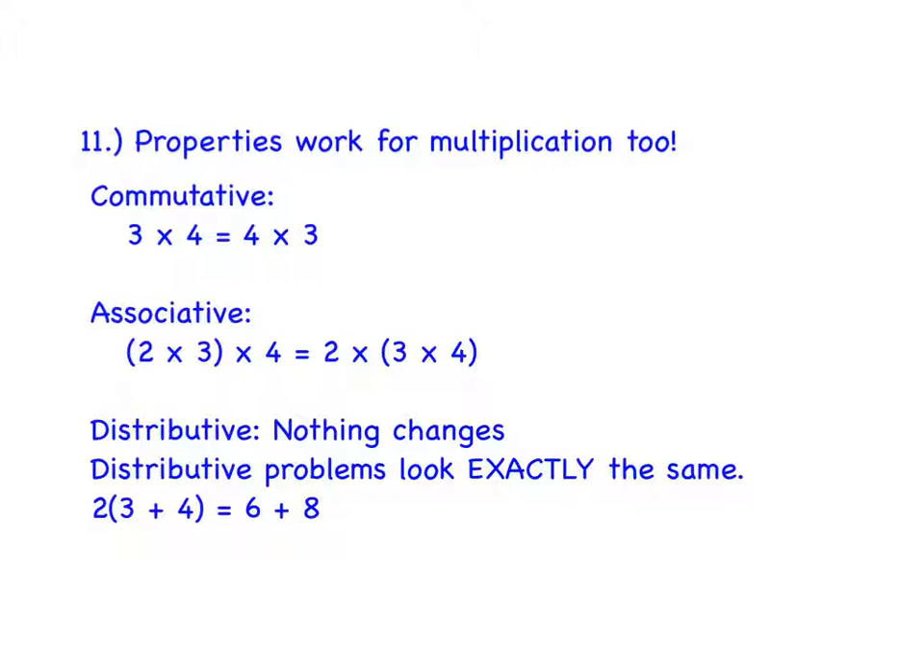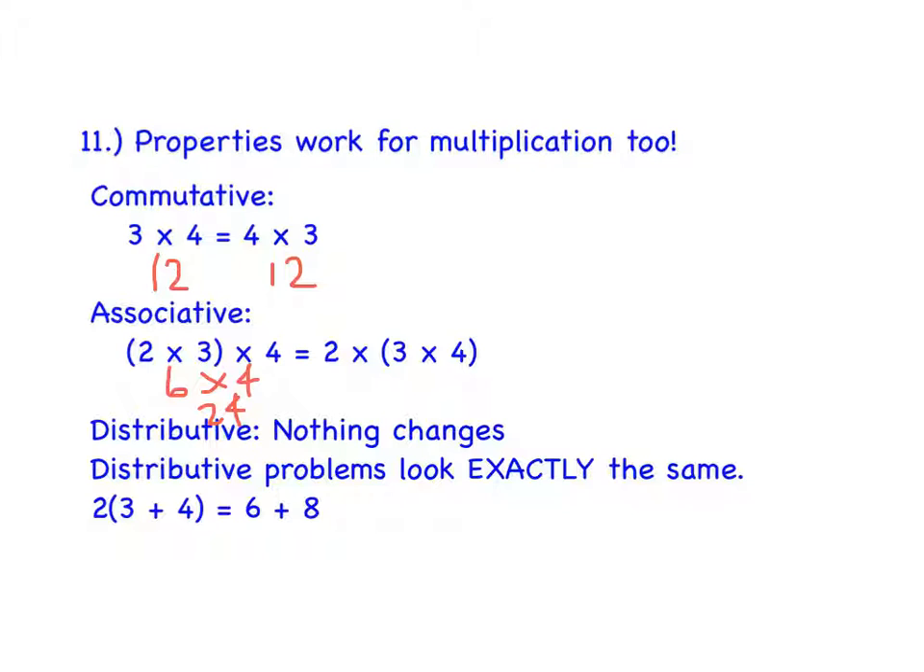Now, an important thing to note is that these properties work for multiplication too. So here's some examples of the commutative property. 3 times 4 is the same as 4 times 3. They both equal 12. Okay, for the associative property, 2 times 3 is 6, and 6 times 4 gives us 24.